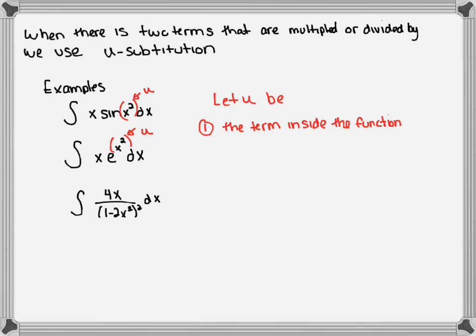For a fraction or a quotient, 99% of the time we let u be the denominator. And in this case, I have two things: I have the denominator and I also have inside the function. So that's going to be u.